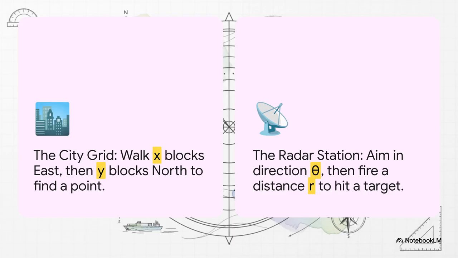Polar, on the other hand, is like a radar station. You point in a certain direction, that's your angle theta, and then you say how far to go in that direction, that's your radius, r. It's all about direction and distance from one central point.